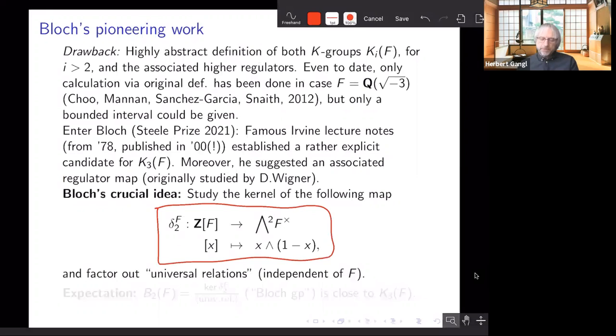So take the free abelian group on a field and you map it to the wedge product of the group of units of F, so simply F minus the 0, wedge with itself. And maybe 0 does not really have a definition, so we simply send it to 0 in this group on the right-hand side. Same for 1.